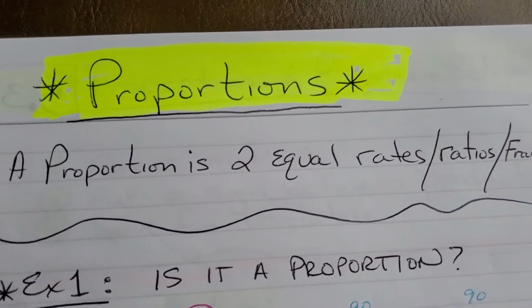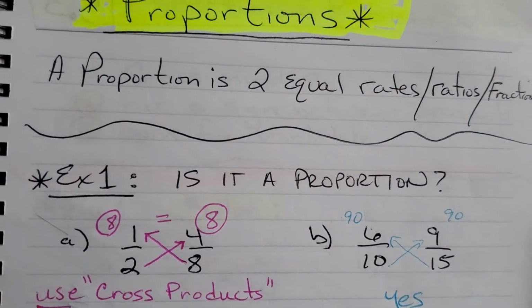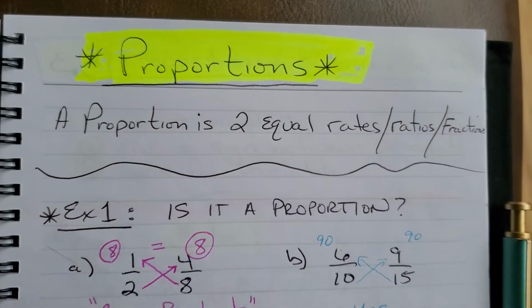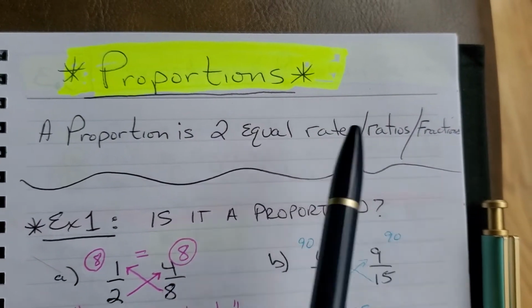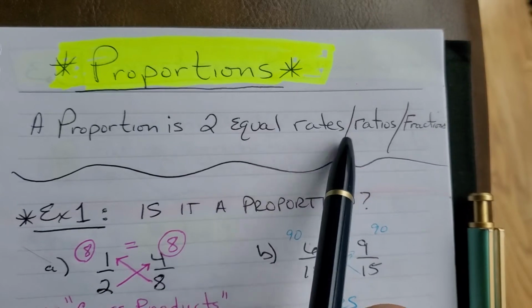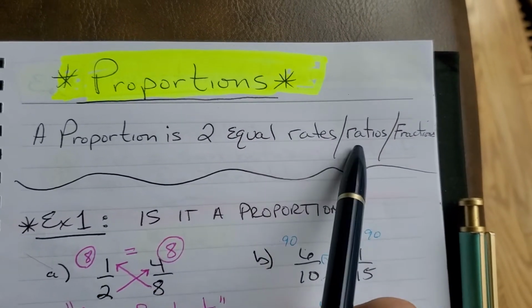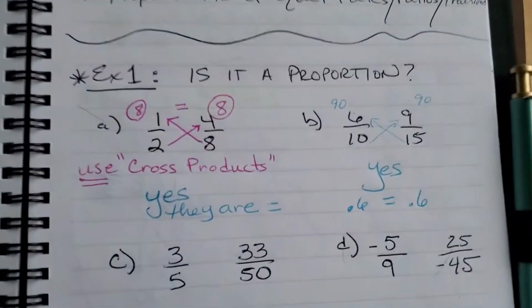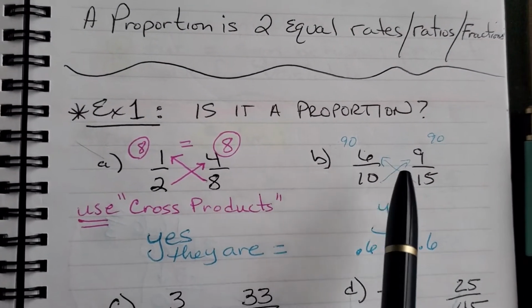Now, what we're going to first talk about is, is it a proportion? And what is a proportion, since we are speaking of it? Well, a proportion is two equal fractions. They can also be considered rates or ratios, right? But really, we know that rates and ratios are usually written in fraction form. So, when we talk about "is it a proportion?" Now, these I've already done, all right?